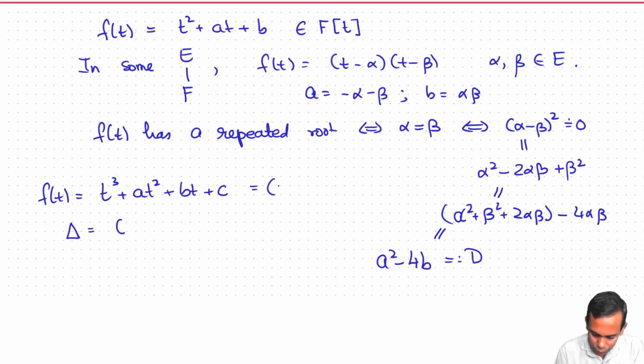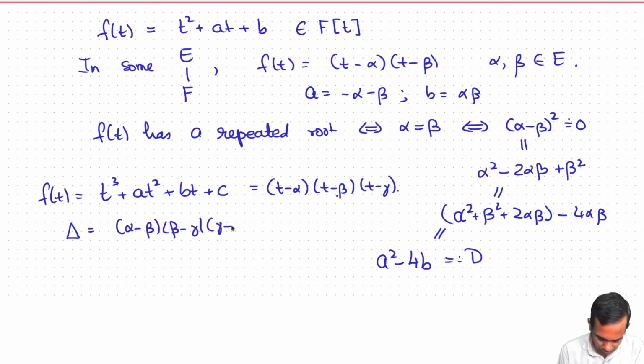Suppose this has roots, in some extension, t minus alpha, t minus beta, t minus gamma. Then I can take this polynomial, (alpha minus beta)(beta minus gamma)(gamma minus alpha), whole squared. This is going to be a symmetric polynomial in the roots alpha, beta and gamma, and therefore it can be written as a polynomial in a, b and c. And this polynomial has repeated roots if and only if delta vanishes.